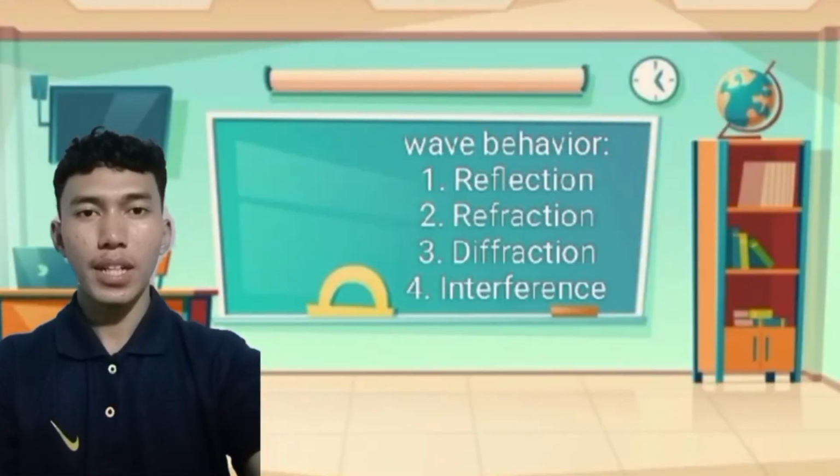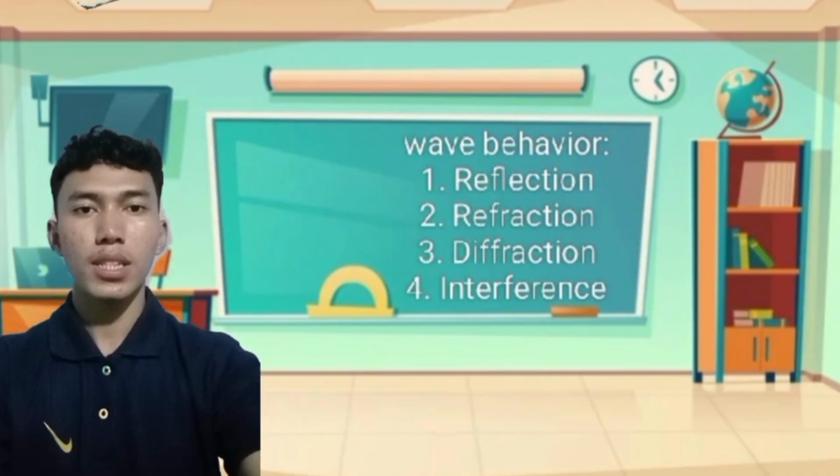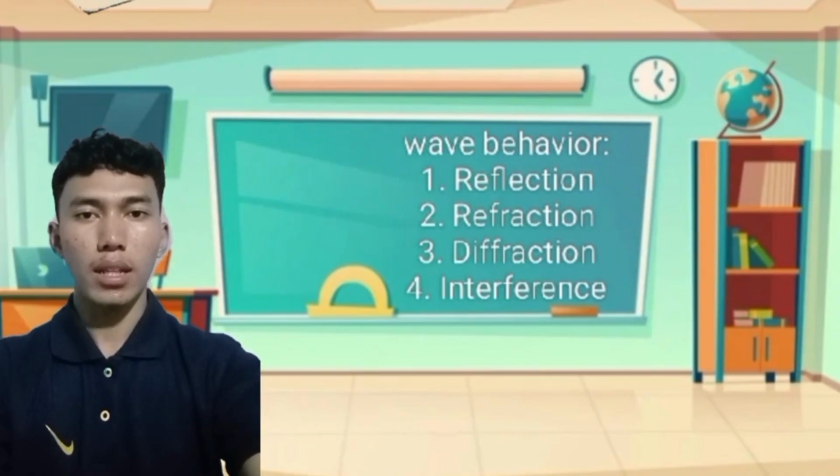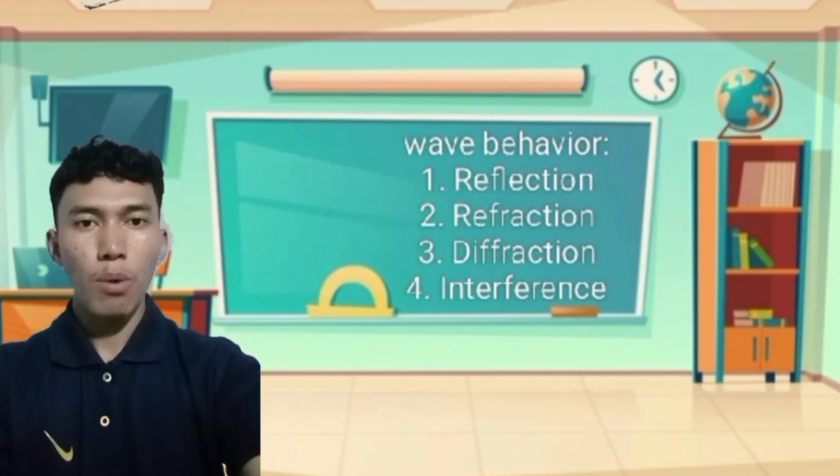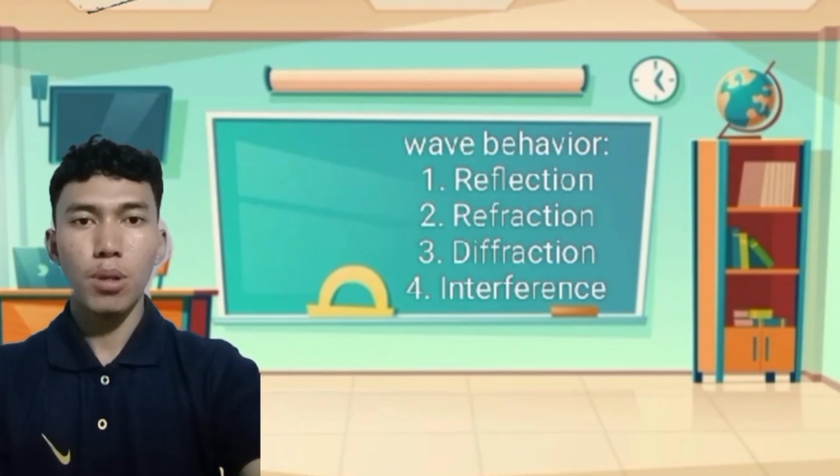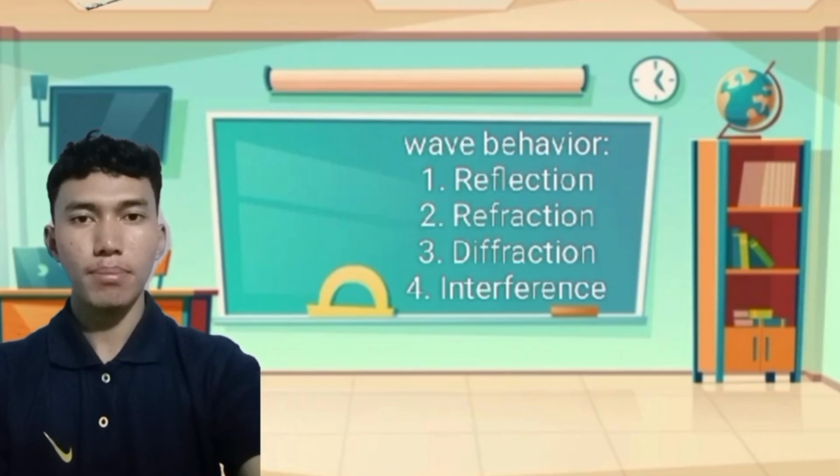Yay! Waves can do some interesting things when they interact with different materials or with each other. Let's look at a few key behaviors. Number 1 is reflection. When a wave hits a barrier, it bounces back. This is why you hear an echo when you shout in a canyon.